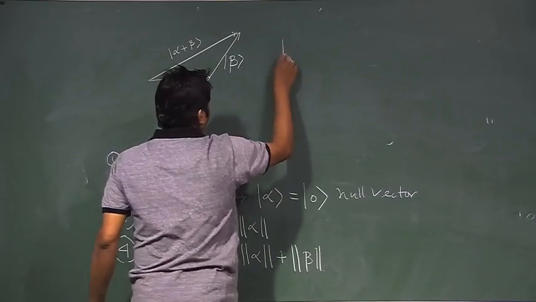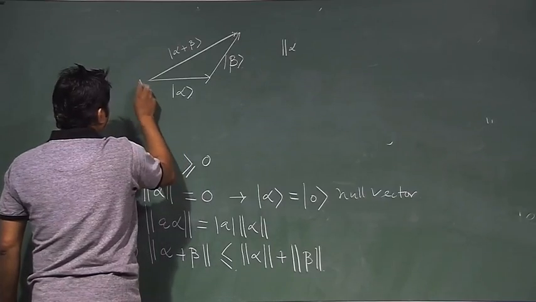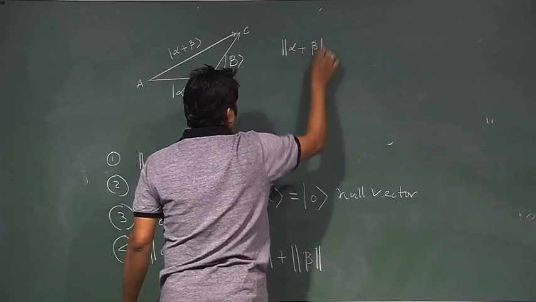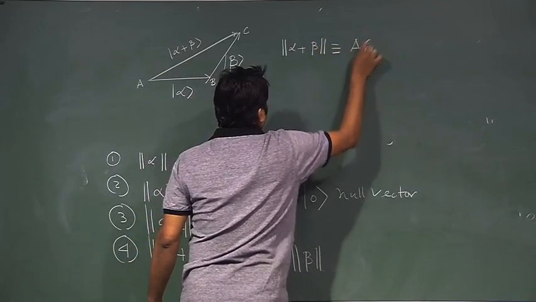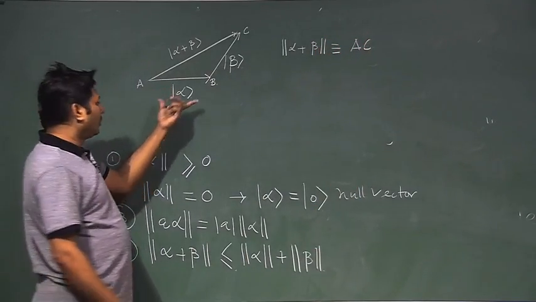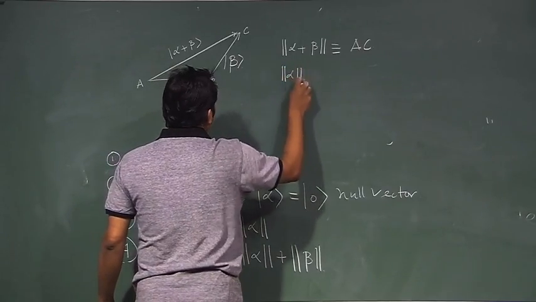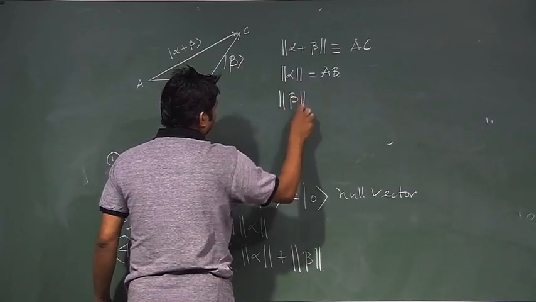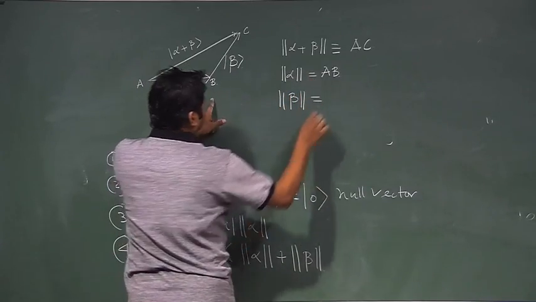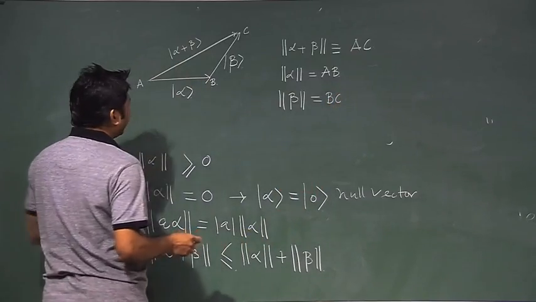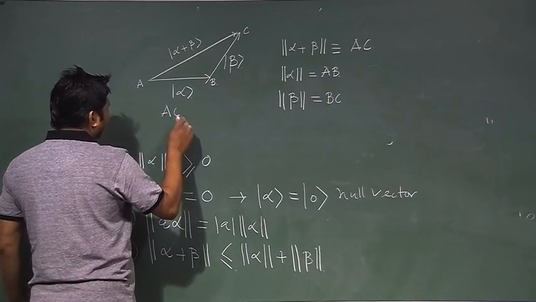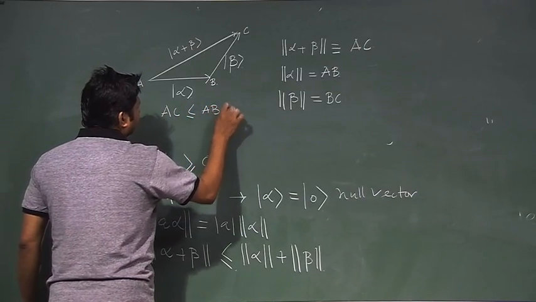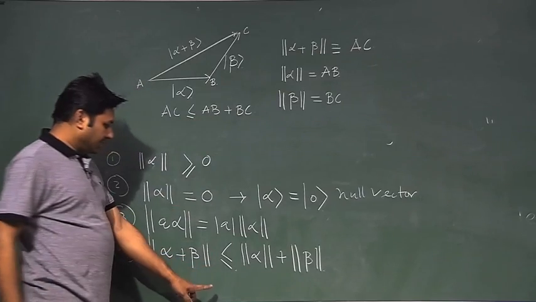So, norm means, basically, if I say A, B, C, the norm of alpha plus beta is nothing but AC. In a similar way, the norm of alpha is nothing but AB and the norm of beta is nothing but the length BC. So, from a triangle we know that AC is always less than or equal to AB plus BC, which is essentially the fourth rule.